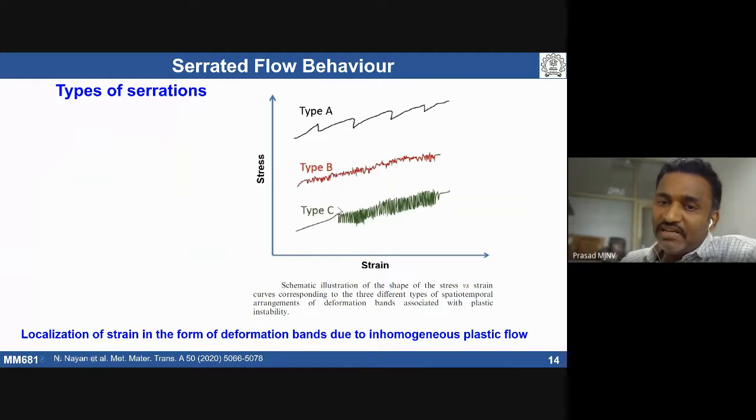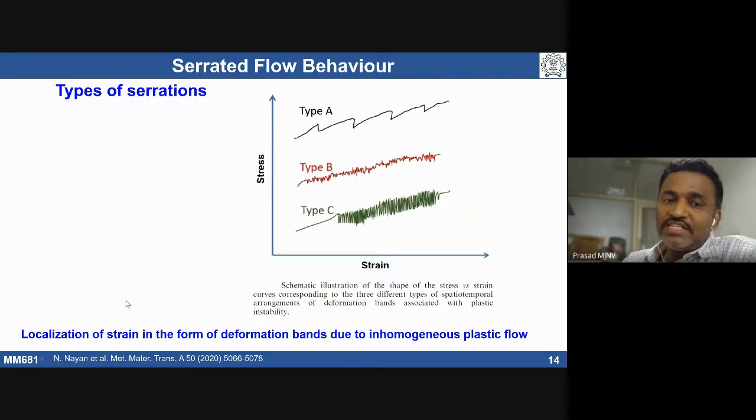And type C happens when the serrations occur below the average, below the actual stress level it's supposed to be. This is called type C. These are the basic types of serrations we see in the Portevin-Le Chatelier effect, or dynamic strain aging phenomenon, of a material.